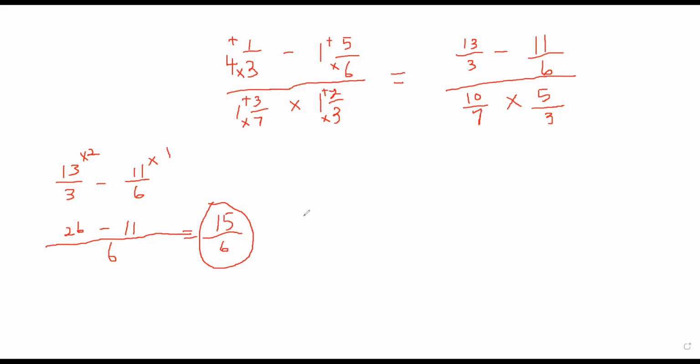Right? Let's go work the bottom now. The next section is for the bottom. So we say 10 divided by 7 times 5 divided by 3. All right, good.